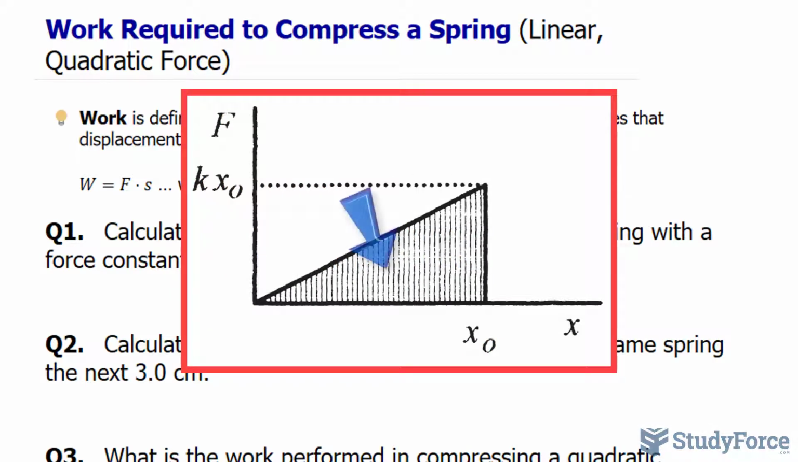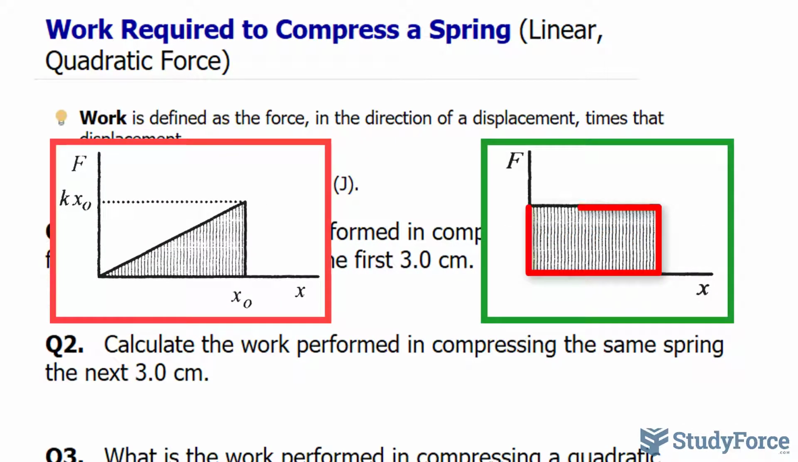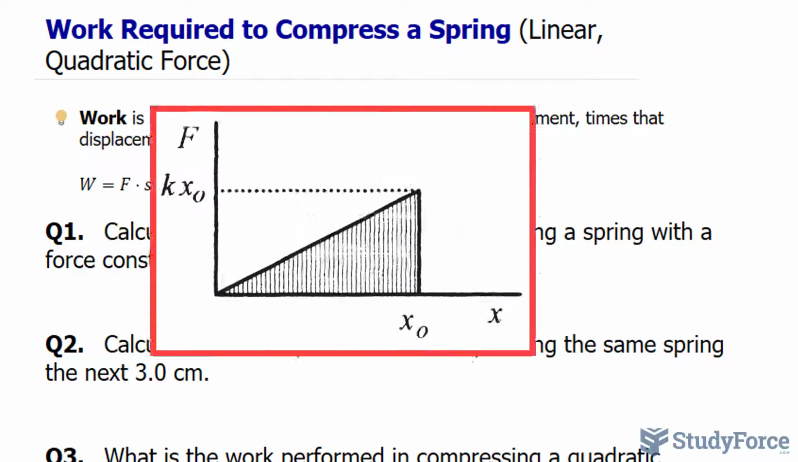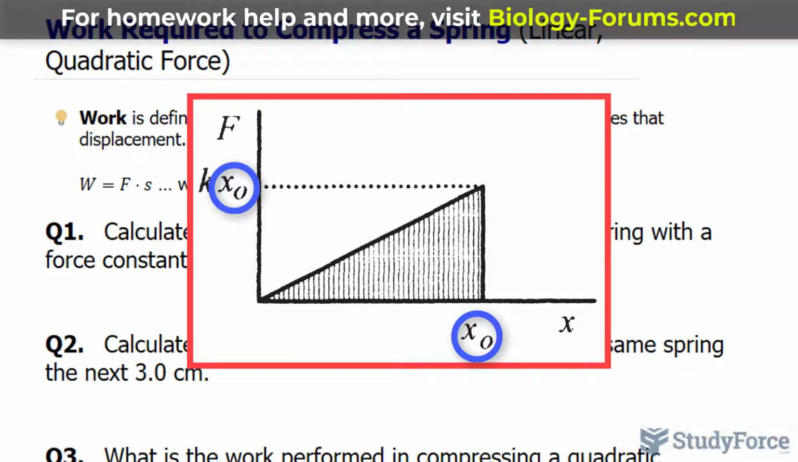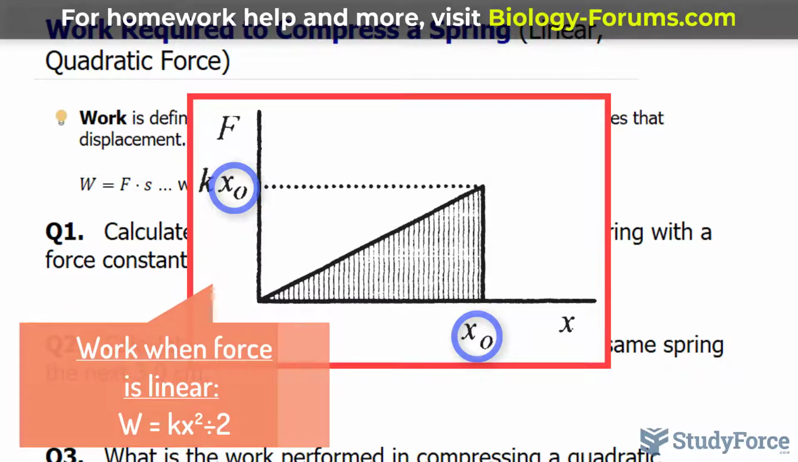Notice the area underneath the line is a triangle, and unlike a constant force, where the area underneath is a rectangle, here it's a triangle, so we use base times height divided by 2. In this illustration, the base and the height are represented as x. So x times x is x squared, then we divide by 2.